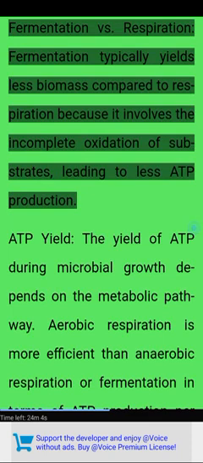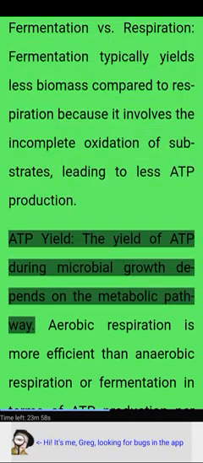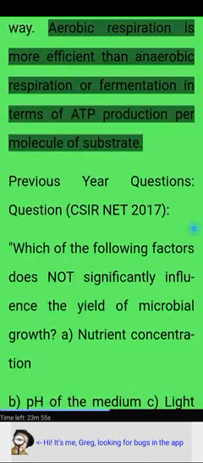Fermentation versus respiration. Fermentation typically yields less biomass compared to respiration because it involves the incomplete oxidation of substrates, leading to less ATP production. ATP yield. The yield of ATP during microbial growth depends on the metabolic pathway. Aerobic respiration is more efficient than anaerobic respiration or fermentation in terms of ATP production per molecule of substrate.